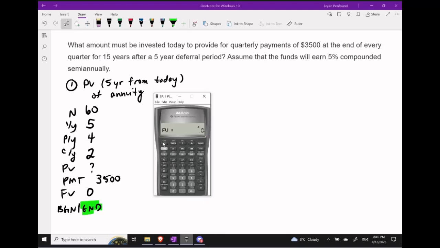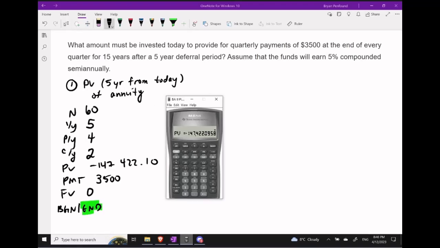Let's go ahead and compute that principal amount. And so the calculator tells us that the principal amount of that annuity is going to be $147,422.10. That's 5 years from today because we've gone through this 5-year deferral period.